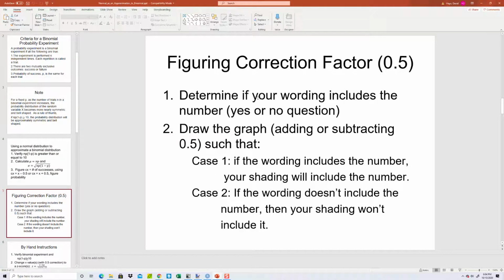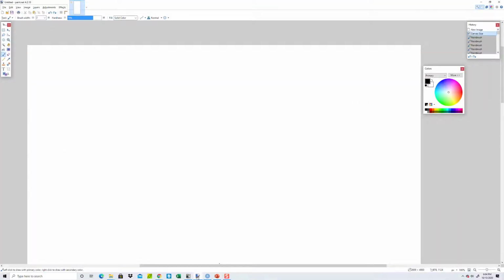Now here's just generally how you figure your correction factor. Determine if your wording includes a number, yes or no. Draw the graph, adding or subtracting 0.5, such that, case 1, if the wording includes a number, your shading will include the number. Case 2, if the wording doesn't include a number, then your shading won't include it. What in the world does that mean? Let's look at some examples. I'm not going to write all the words out. I'll just write out the cases here.